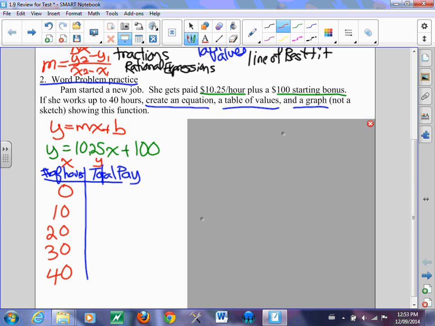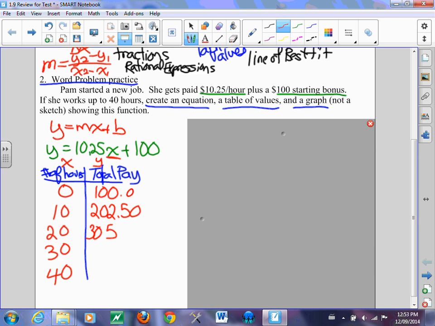Just remember, folks, whenever you're substituting in, you're putting it into the equation, so get your calculator out. So for the first one, it's going to be 10.25 times 0. So it's going to be 0 plus 100, which is $100. Get your calculator out. For the next one, sub in 10. So it's going to be 10.25 times 10 plus 100, and that'll give you 202.50. Next one, plug it in. 10.25 times 20 plus 100 gives you $305.